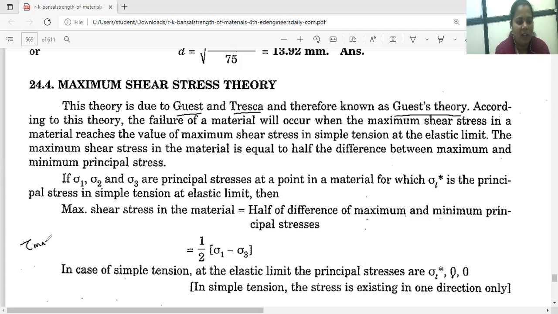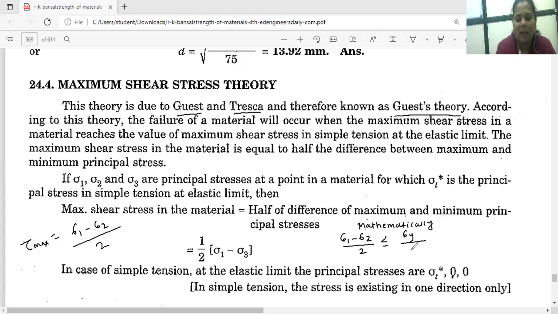So tau max, how to find out maximum shear stress? Tau max is equal to maximum principal stress minus minimum principal stress divided by 2. So failure occurs when the maximum shear stress in the material reaches the yield stress. Mathematically, sigma 1 minus sigma 2 divided by 2 should be less than or equal to sigma y divided by 2 into factor of safety. That means maximum shear stress reaches the yield stress.